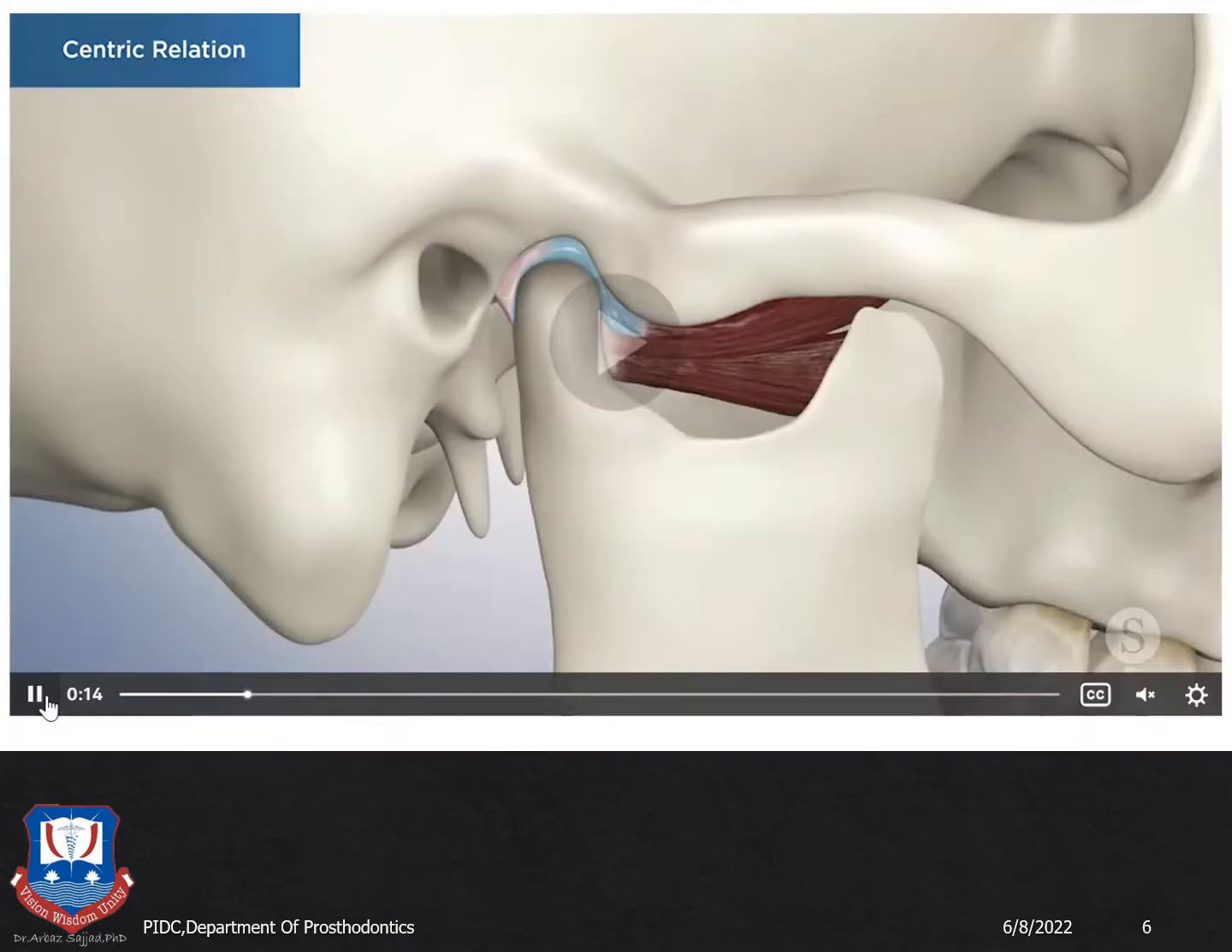So, as I mentioned, centric relationship is a relationship of the condyle. That is, it is the anterosuperior relationship of the condyle against the posterior slopes of the articular eminence of the glenoid fossa. It is an unrestrained physiologic position in which the condyles purely rotate, that is, they exhibit a purely rotatory movement without any translation.